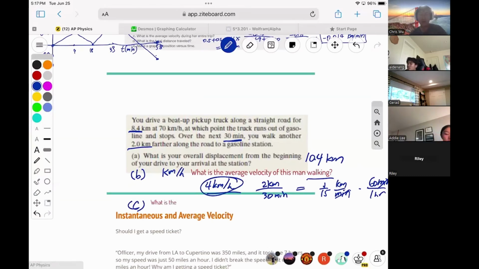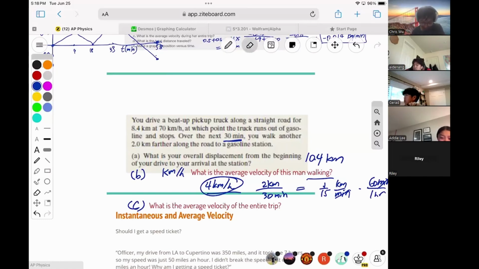Now, my third question. What is the average velocity of the entire trip? This one is a little bit tricky and may take some thinking to it. Okay, so let me just go through this because I think it's a little bit tough.